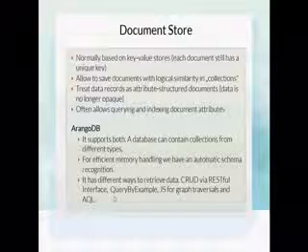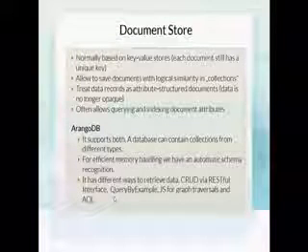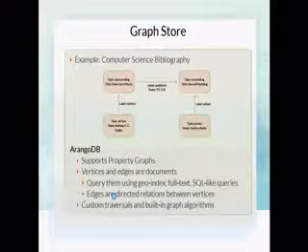It supports both. The database can maintain collections of different types, and the second is efficient memory handling. We have automatic schema recognition. It has different ways to retrieve data: CRUD via a RESTful interface, query by example, JS for graph traversal, and AQL. Now we will discuss graph storage.